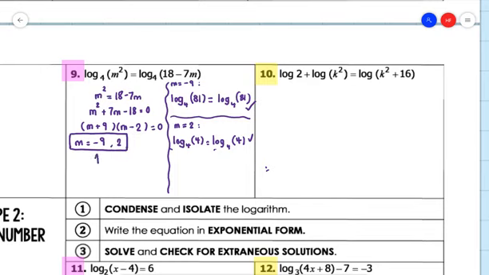So we can have negatives, but this cannot be negative. The variable itself can be negative, but once you plug it back in, it cannot give you a negative.